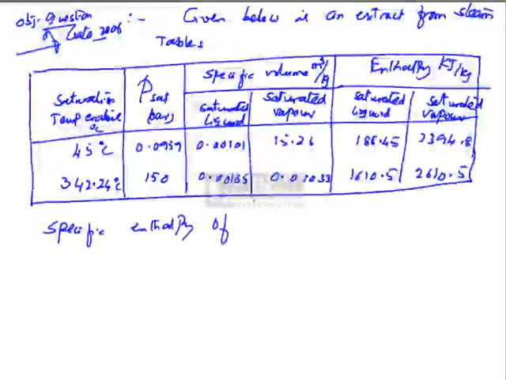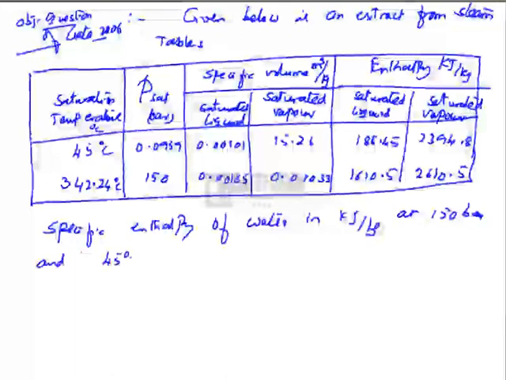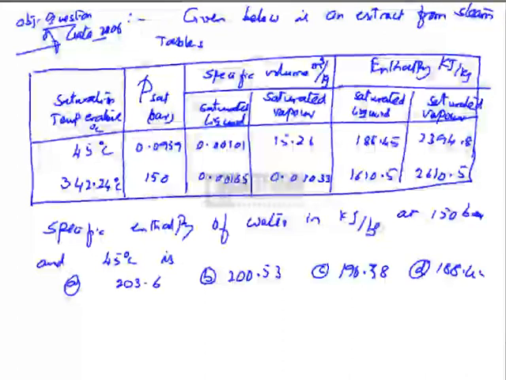Under such conditions, given this table, the specific enthalpy of water in kilojoule per kg at 150 bar and 45 degrees centigrade is A, 203.6 kilojoule per kg, B, 200.53 kilojoule per kg, C, 196.38 kilojoule per kg, D, 188.45 kilojoule per kg.